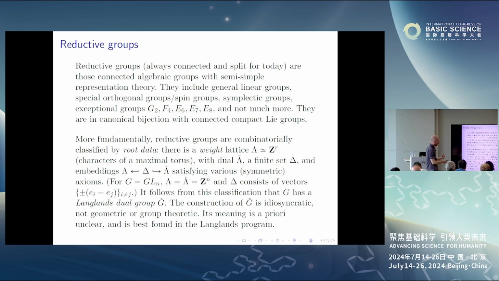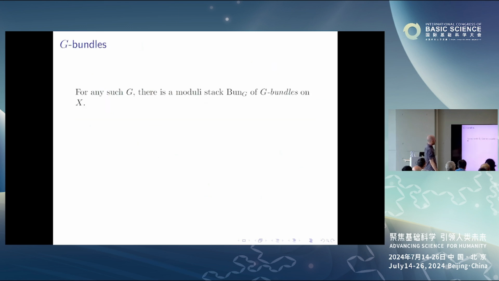And the answer, the best place to find it is in the Langlands program. So now I need to talk about G bundles for these groups. So for any group like this G that we were talking about, this maybe reductive group, there's what's called the moduli stack Bun_G of G bundles on X.